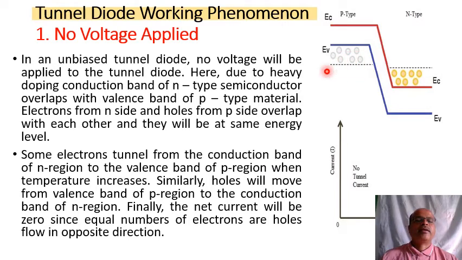When temperature increases, similarly, holes will move from the valence band of the p region to the conduction band of the n region, some of the holes. Finally, the net current will be zero, since an equal number of electrons and holes flow in opposite directions. So an equal number of electrons and holes travel, and they are at the same energy level. If you observe, net current will be zero, so no tunnel current flows when no voltage is applied.